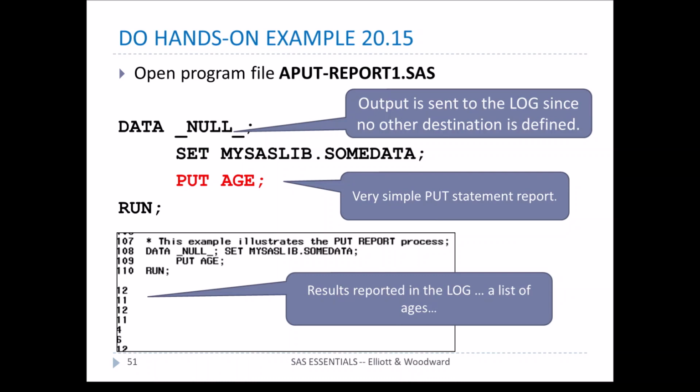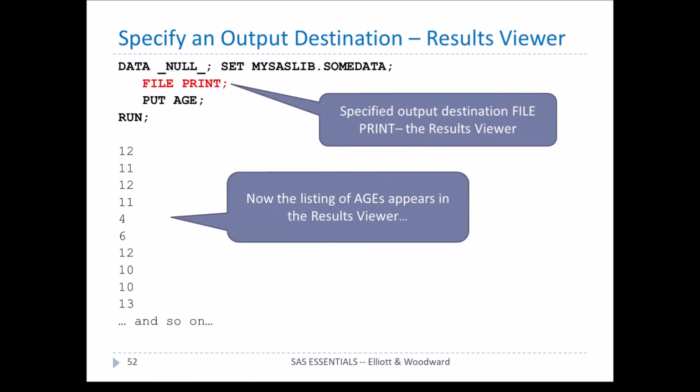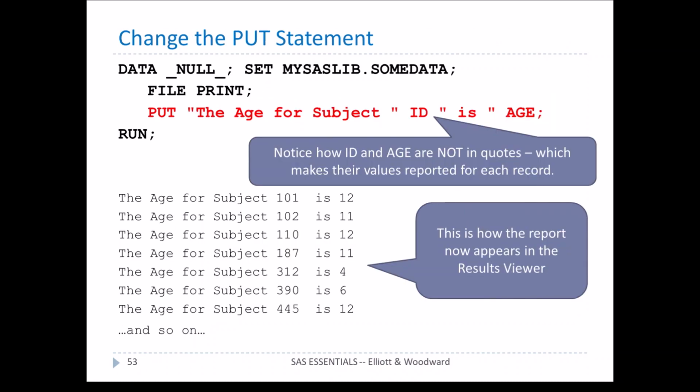Now when we run this, and then we look at the log, we'll see that we just simply get a listing of a bunch of ages, 12, 11, 12, 11, 4, and so forth. So this is not very interesting, but it shows you that we can cause the data step to output some information. This is more of how this would look if we said file print. Instead of going to the log, it goes to the results viewer, and it looks a little bit nicer, but it's still the same information. It's still pretty boring. So let's try to make that look more interesting.